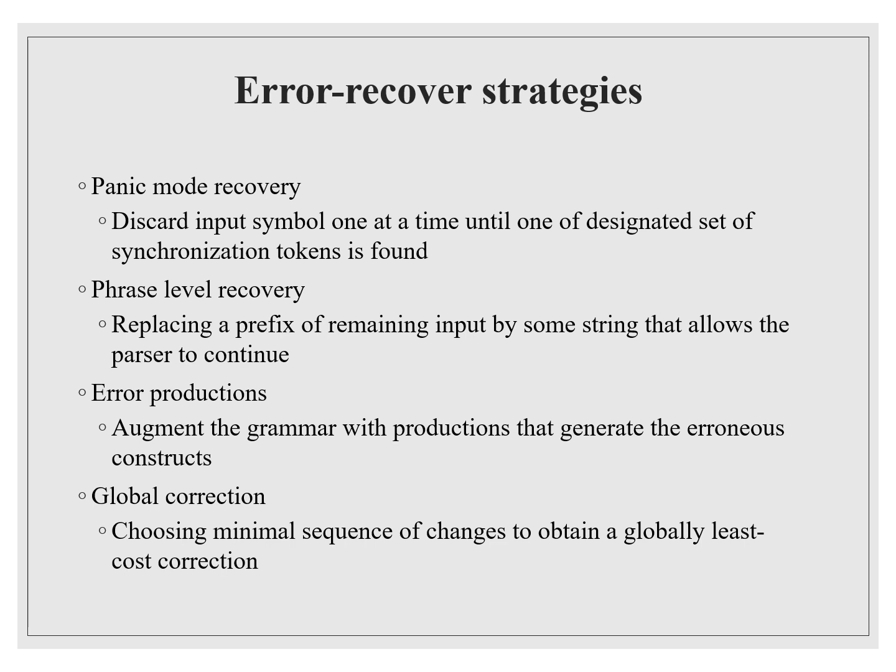The next is error production: augment the grammar with productions that generate the erroneous constructs. And global correction says to choose a minimal sequence of changes to obtain a globally least-cost correction. Let us consider an example. Given an incorrect input string x and grammar G, the algorithm will find a parse tree for a related string y such that the number of insertions, deletions and changes of tokens required to transform x into y is as small as possible.